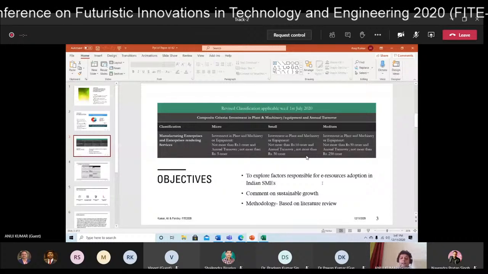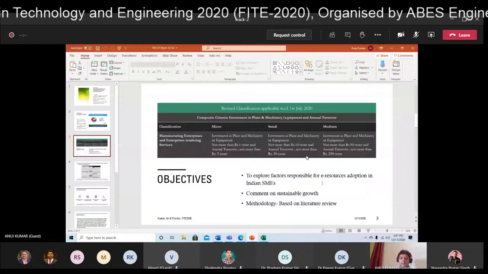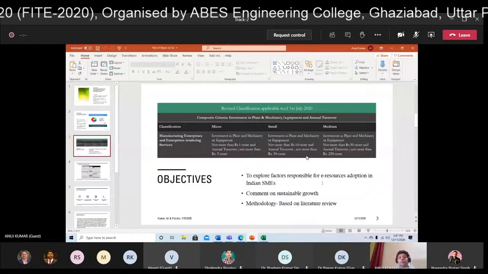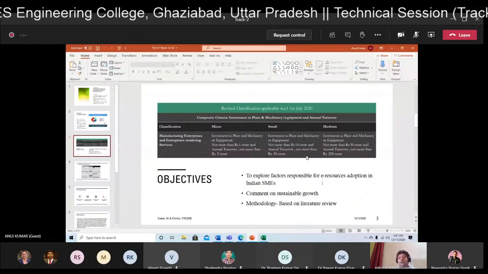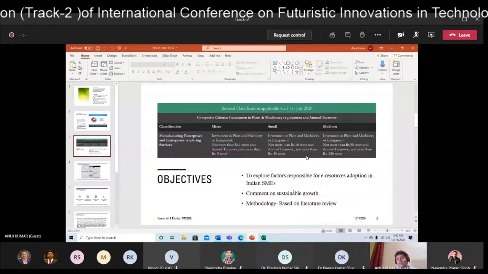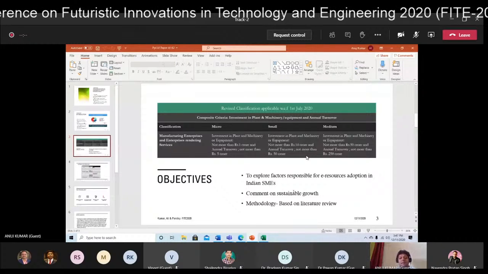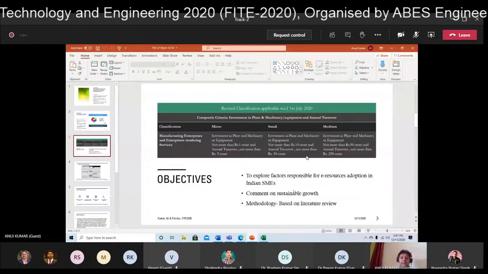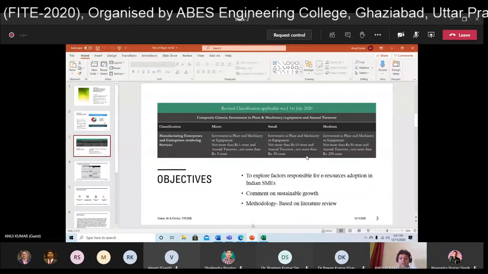All three are in the category of e-resources. E-resources relate with the computer technology. We are not talking here about the M-resources, mobile resources. And just a comment on the sustainable growth. The methodology of this entire paper is based on literature review.